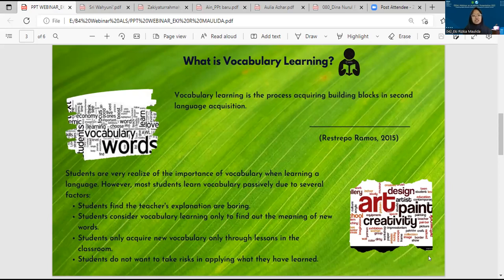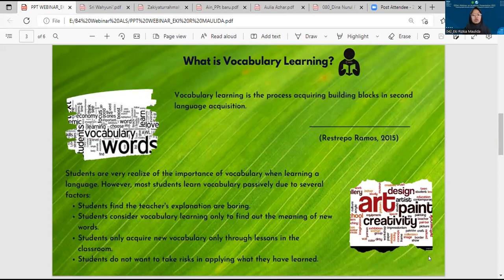Second, the students only think of vocabulary learning as knowing the primary meaning of new words. Therefore, they ignore all other functions of the words. Third, students usually only acquire new vocabulary through new words in their textbooks or when given by teachers during classroom lessons. And the last, many students do not want to take risks in applying what they have learned. These are some problems that must be solved. And one solution that can be done is to apply media in vocabulary learning.